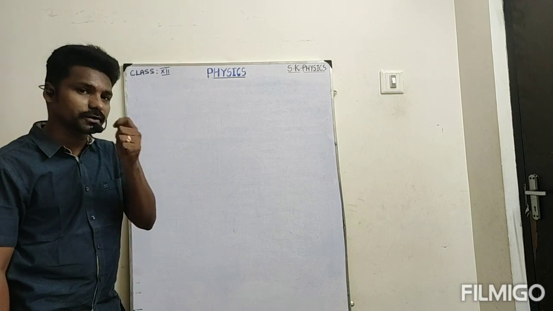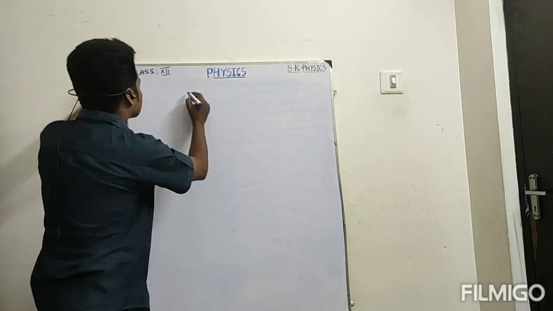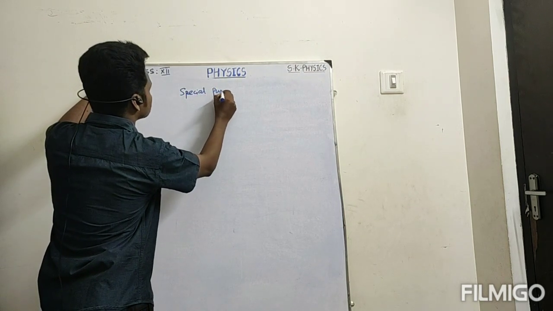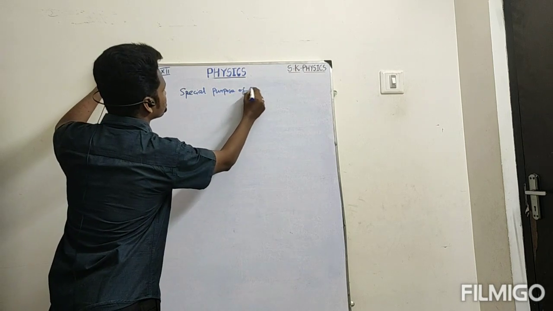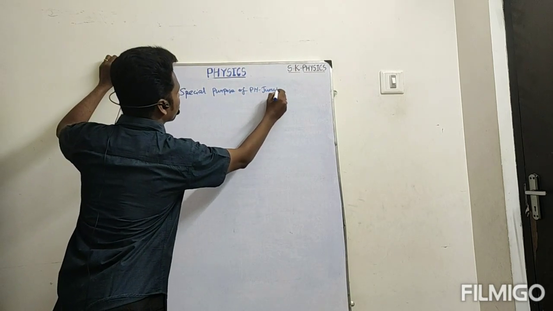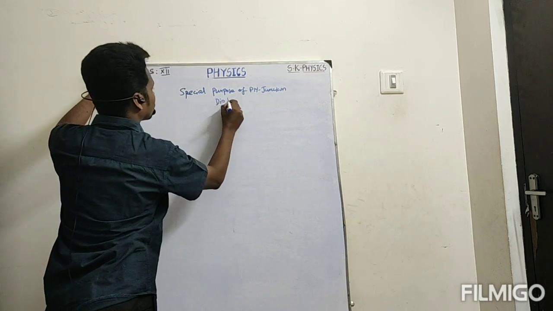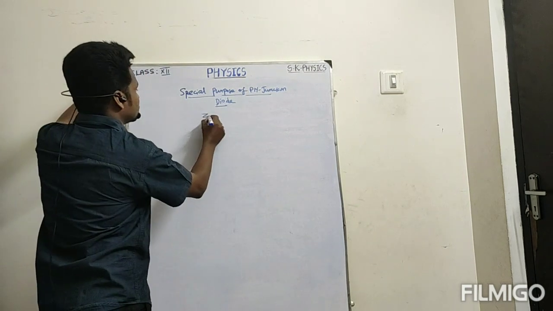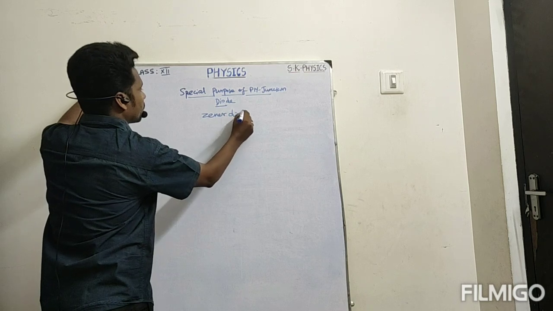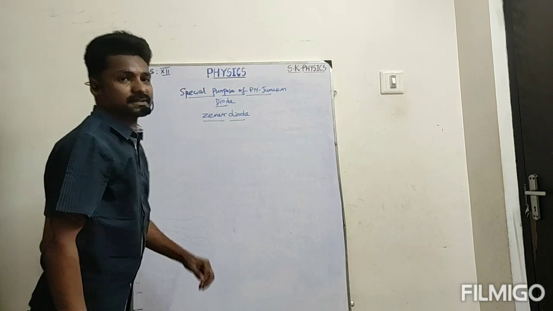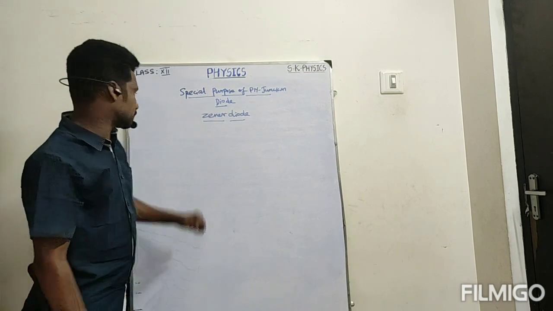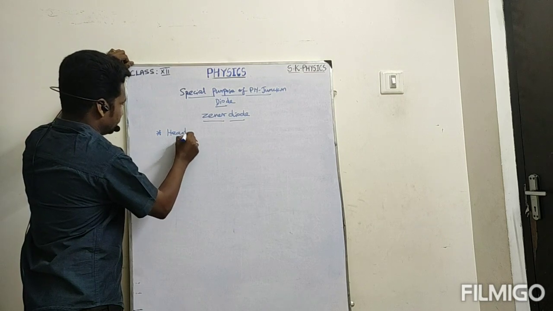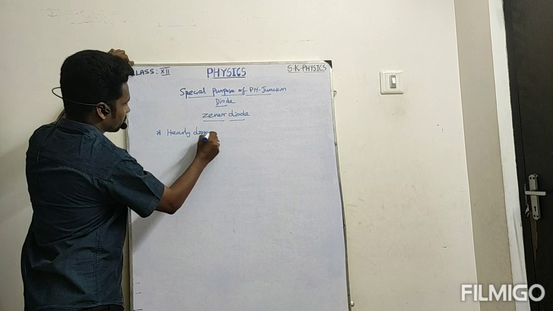Okay. So now we are going to discuss one diode, which is a special purpose PN junction diode, that is the Zener diode. So now we are going to discuss the Zener diode. Mainly, the Zener diode is heavily doped with impurity.